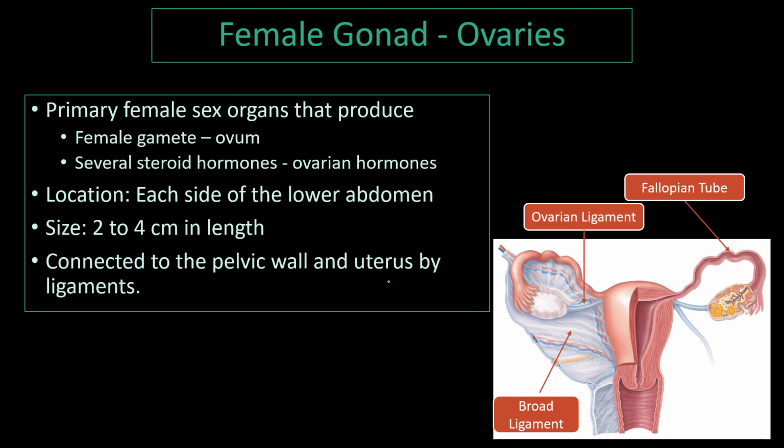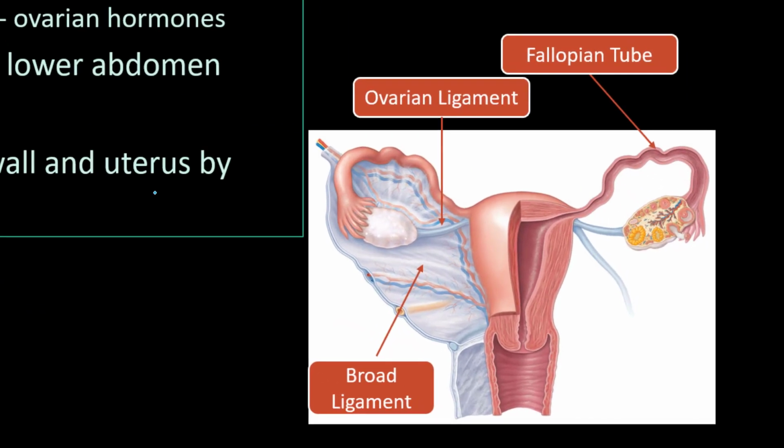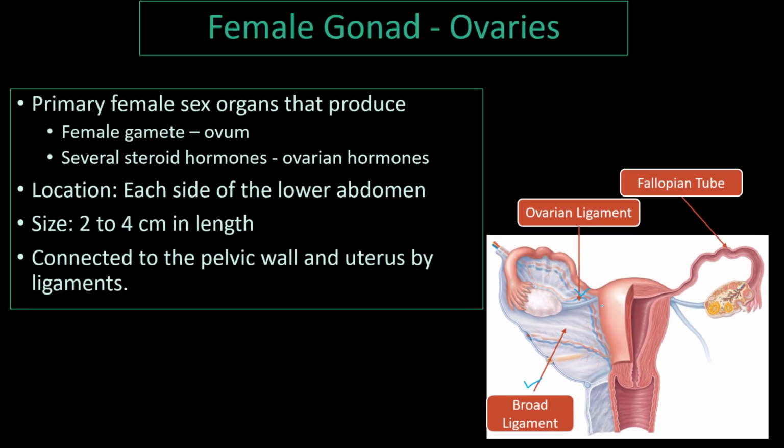Now let us talk about the female gonad, that is the ovaries. These are the primary female sex organs, and they produce the female gamete, that is the ovum, and also several steroid hormones, that are the ovarian hormones. They are present on each side of the lower abdomen, around 2 to 4 centimeters in length, and they are connected to the pelvic wall and the uterus with the help of ligaments. As you can see here, these are the broad ligament and these are the ovarian ligament that connect the ovary with the structure in here. They keep the ovary in place.